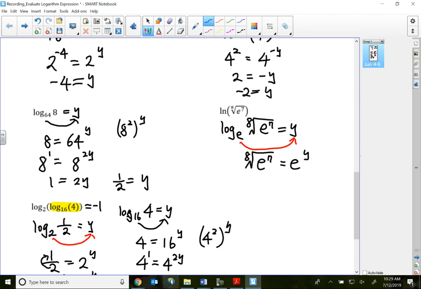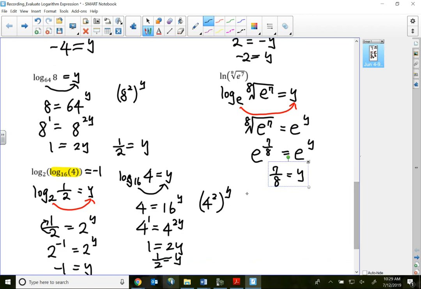So just like the previous problem, I'm going to convert this 1/8 root, this radical, into a fraction exponent. So that will be e to the 7/8, where the denominator is the root, equal to e to the y power. So when I set the exponents equal, this is going to be 7/8. All right, so that's the answer.